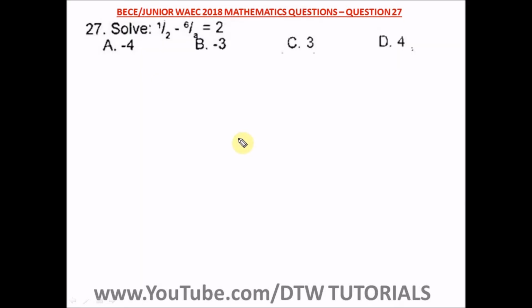Question 27 of the BECE Junior WAEC 2018 Mathematics Past Question. That's your OBJ question 27. It says solve this. So we have here 1 over 2 minus 6 over a is equal to 2. We have to solve this.